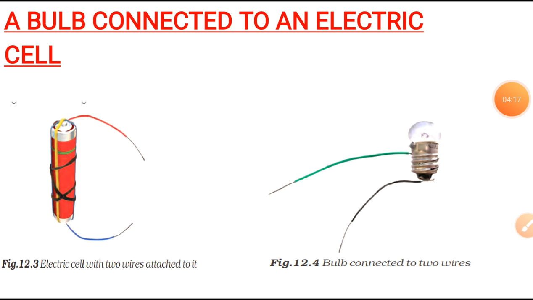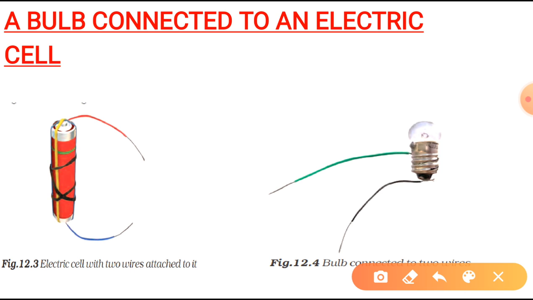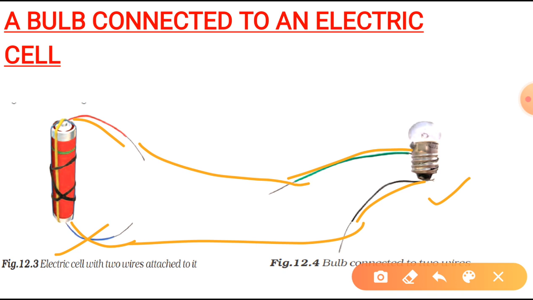Now our next topic is a bulb connected to an electric cell. We will find out how a bulb can be connected to an electric cell. Just have a look. This is a cell having two terminals. We have connected wire to both terminals, and this is the bulb, and we know that it also has two terminals, and we have connected wire to both terminals. Now we will just attach these two free ends, and in this manner this circuit will complete and the bulb will start glowing. Okay.